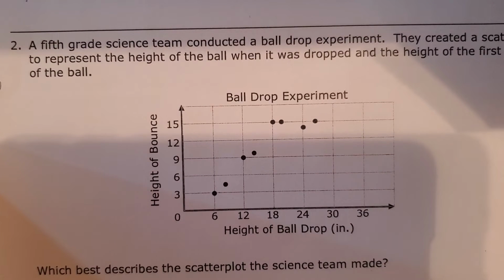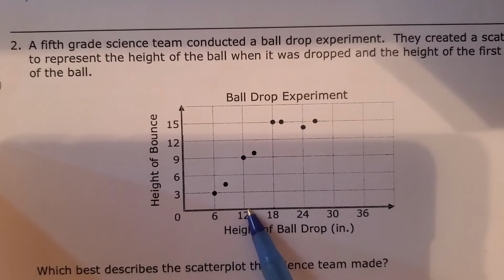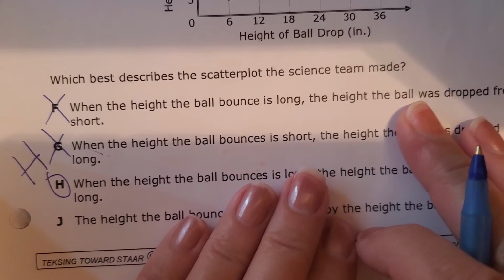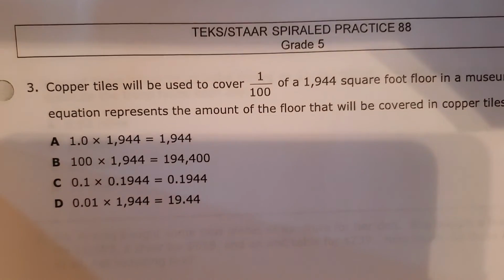When the height the ball bounces is long, the height the ball was dropped from is long. So they're saying when you drop it from higher, then it bounces higher. So as these numbers get higher, the height you dropped it from, the bounce of the ball also gets higher. So that is correct. The answer is, oh, I'm sorry, I didn't even show those. The answer is H. Okay, and number 3.